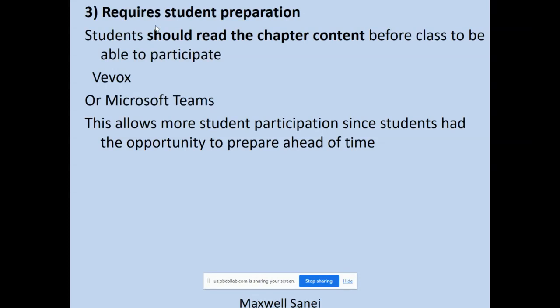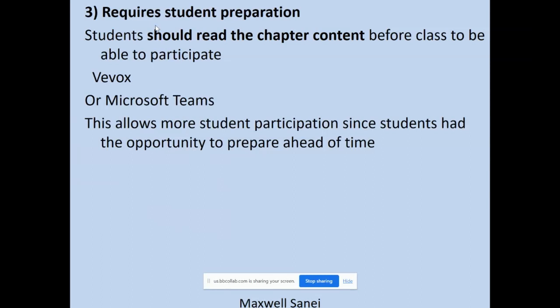It requires students' preparation. Okay, so students now participate. They can participate easily and anonymously, very good, but after once or twice participating, they learn that, okay, I need to prepare myself. So I put some reading assignments for them to read before they sit in class. The students should read the chapter content before class to be able to participate. I use VBox and Microsoft Teams, not Teams right now. VBox is the one that I use.